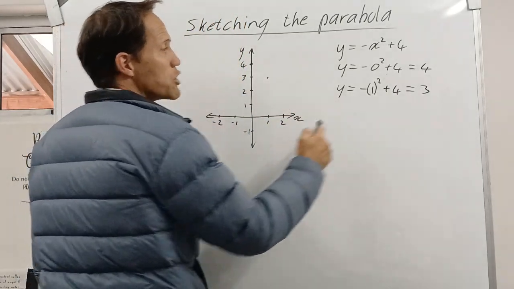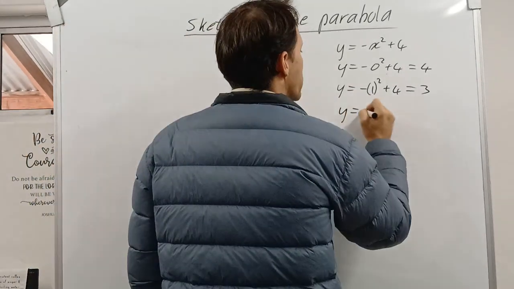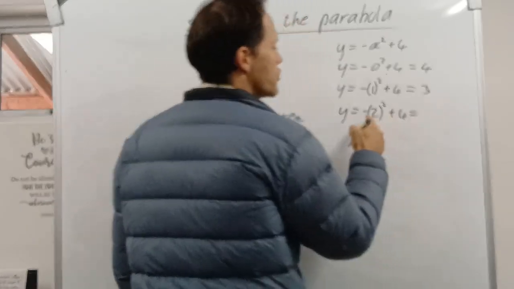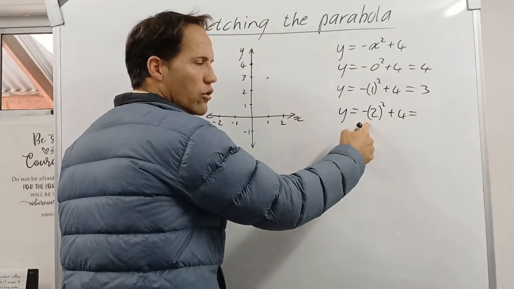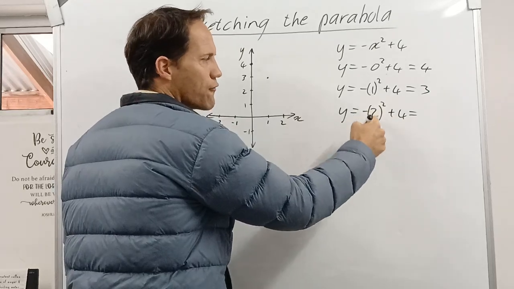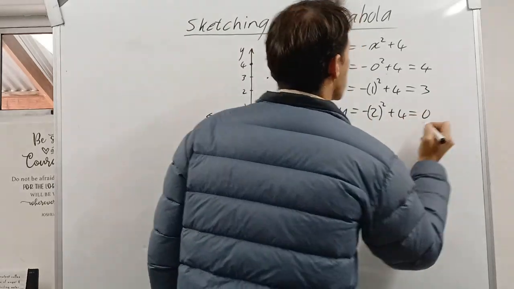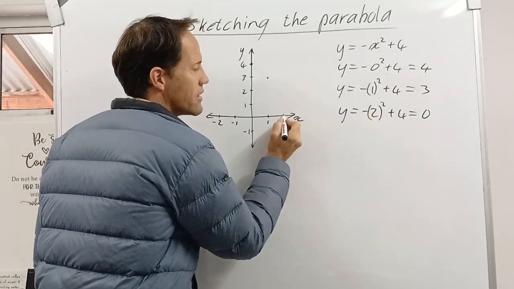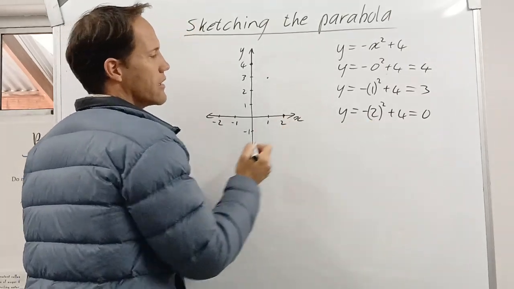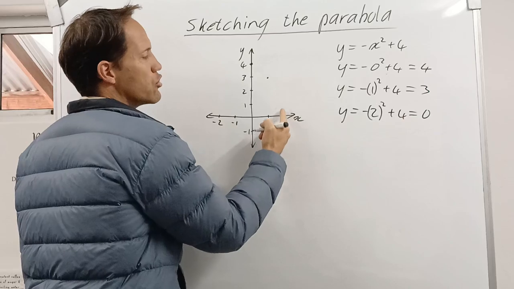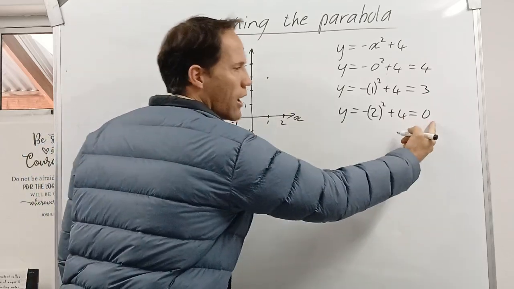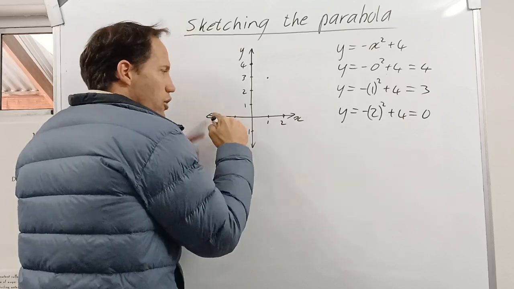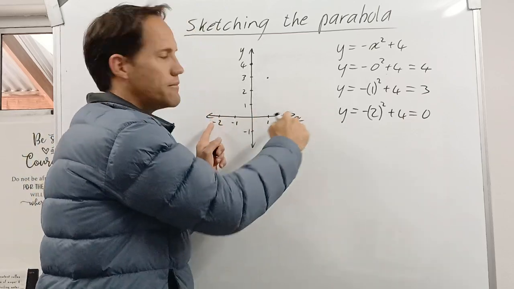Now we're going to see what happens when we put in 2. y equal to negative 2 squared plus 4. Since 2 squared is 4, negative 4 plus 4 is 0. So now that I put in 2 for x, I get 0 out for y. I put 2 in, I didn't go up or down because the y value is 0. So the y value is right there. Remember, y equal to 0 is always on the x-axis.